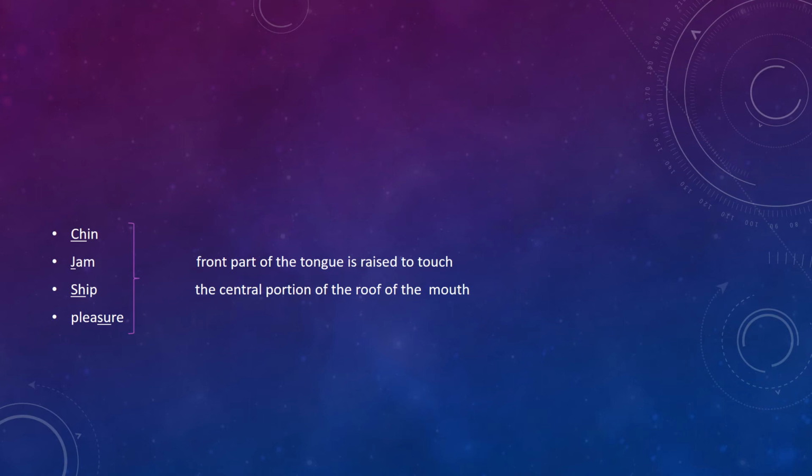Here you can see 4 different consonant sounds: ch, j, sh, zh, as in chin, jam, ship, pleasure. Chin, jam, ship, pleasure. For the articulation of these sounds, you're raising the front part of your tongue and it is touching the central portion of the roof of the mouth. So you get chin, jam, ship, pleasure.